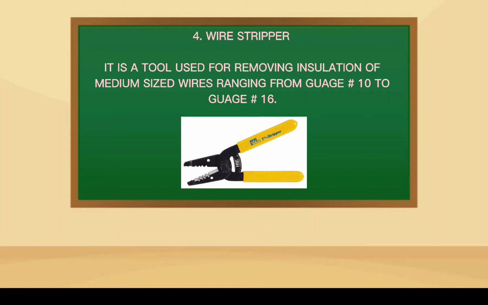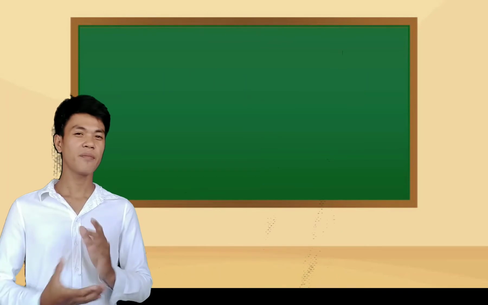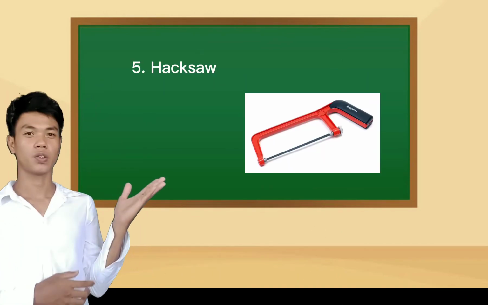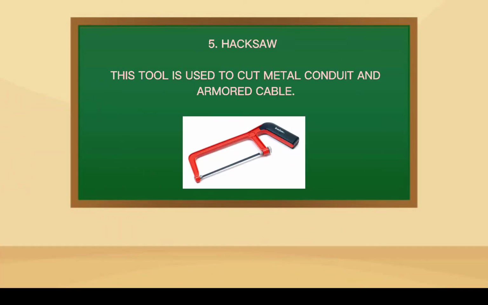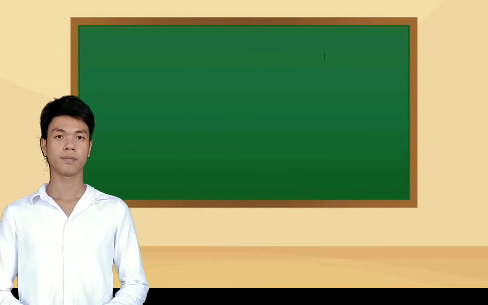And now class, we have another tool which is the wire stripper. It is a tool used for removing insulation of medium-sized wires ranging from gauge number 10 to gauge number 16. And number 5, the hacksaw. This tool is used to cut metal conduit and armored cable.